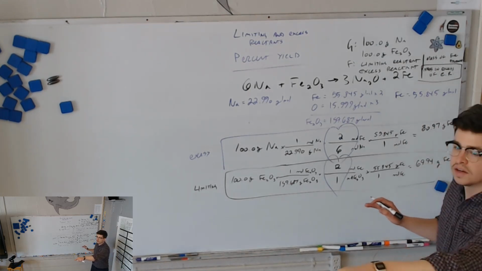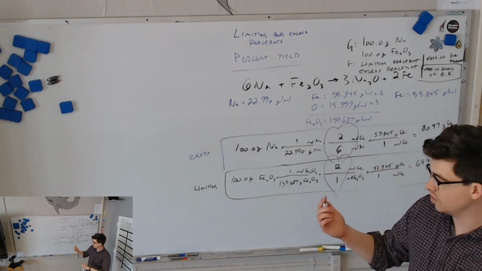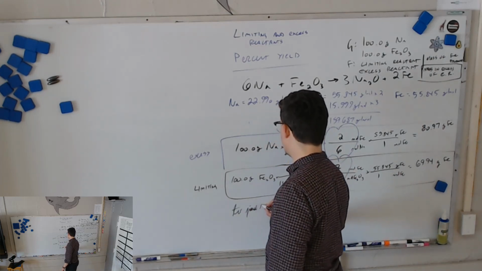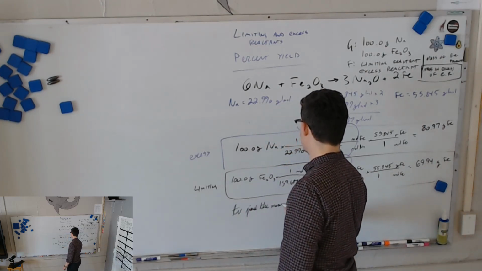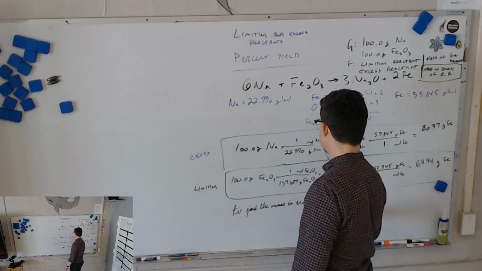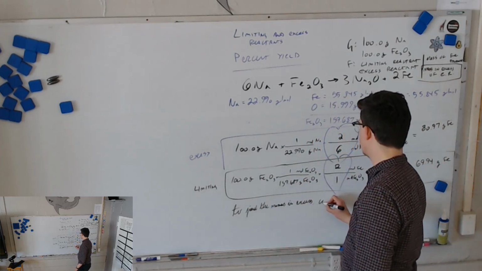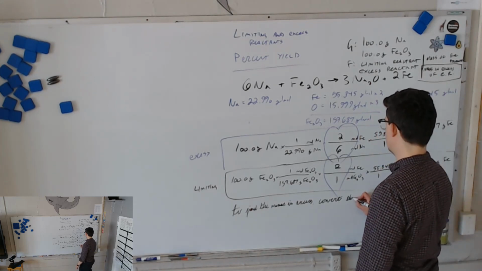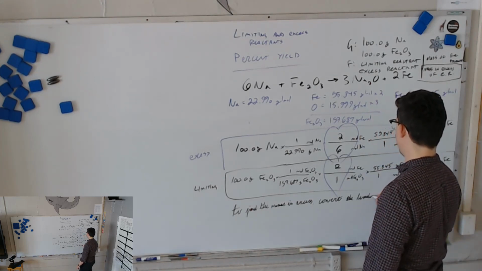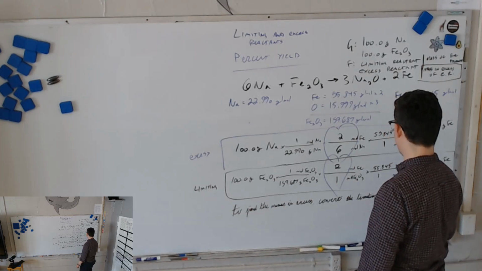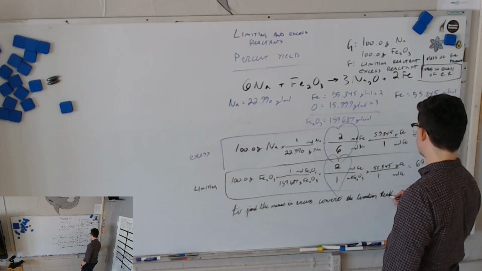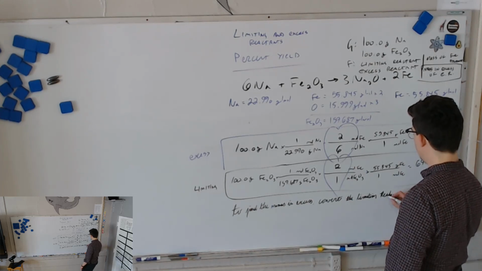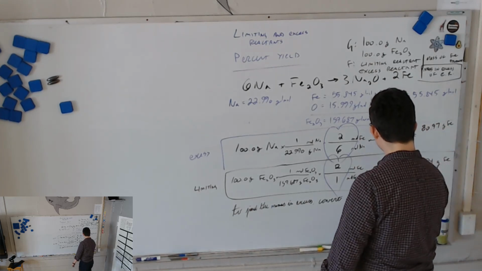Now write this down. To find the mass in excess, convert the limiting reactant. Oops, spell it right at least, reactant.